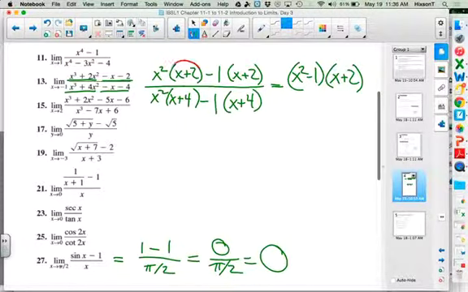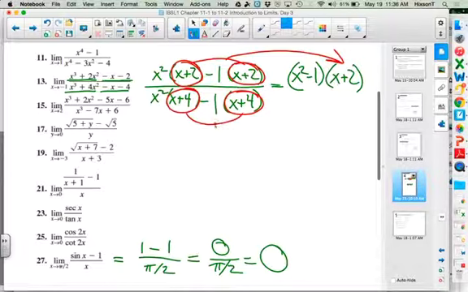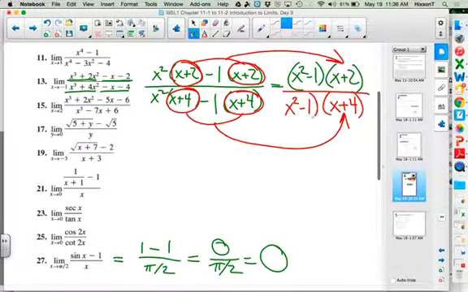Because this is a common factor that I'm pulling out, and my leftovers are x squared and minus 1. Just like here, x plus 4 is a common factor. I'm going to pull those out, and I've got an x squared and a minus 1.